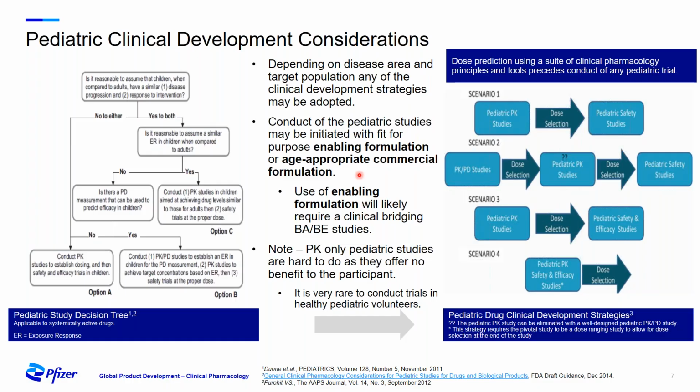A concept that we will be discussing in a lot of detail is whether we use an enabling formulation or the eventual age-appropriate commercial formulation as part of the pediatric program. So you use an enabling formulation when you don't have the commercial formulation available and you want to still start the pediatric PK study. So you use what we consider a fit-for-purpose formulation. And commercial formulation, goes without saying, is the final formulation that you will commercialize for the pediatric population.